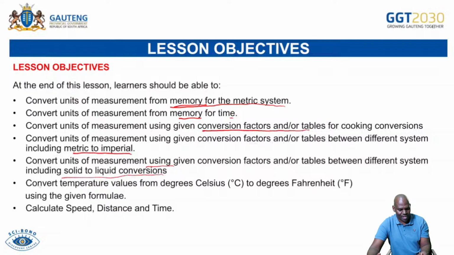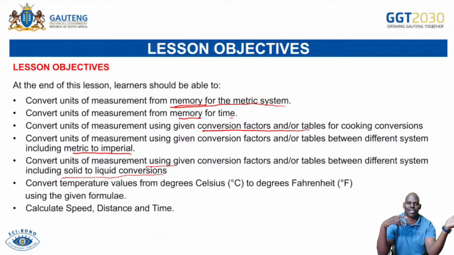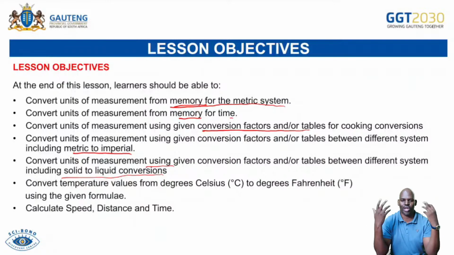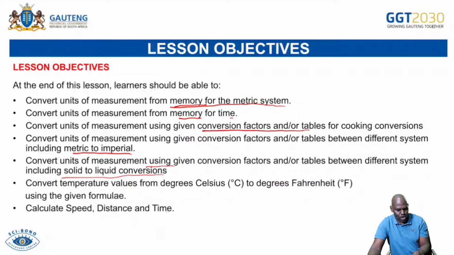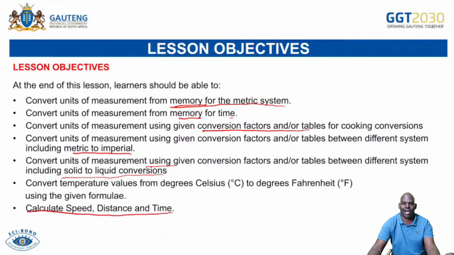Then we've got convert temperature values from degrees Celsius to degrees Fahrenheit. So you must be able to use the formula for converting between degrees Celsius and degrees Fahrenheit. Again, you don't need to memorize the formula for converting between degrees Celsius and degrees Fahrenheit. And then you must be able to calculate speed, distance, and time.